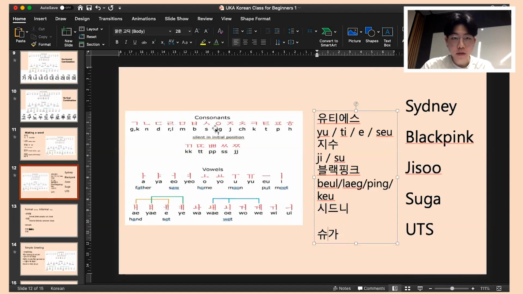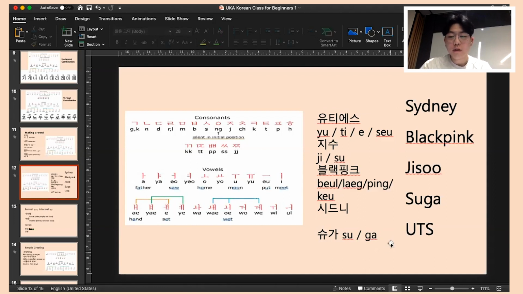So there's the S sound with the U sound. S-U and G, Suga.